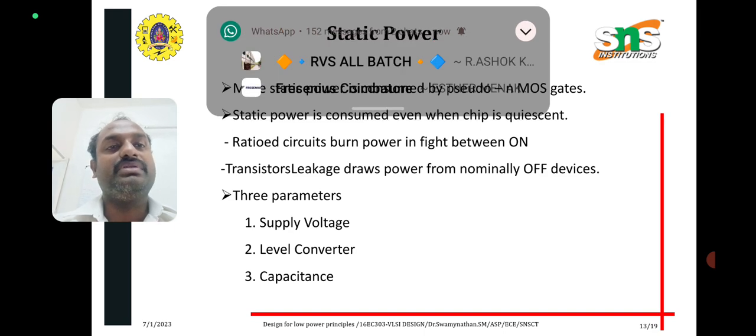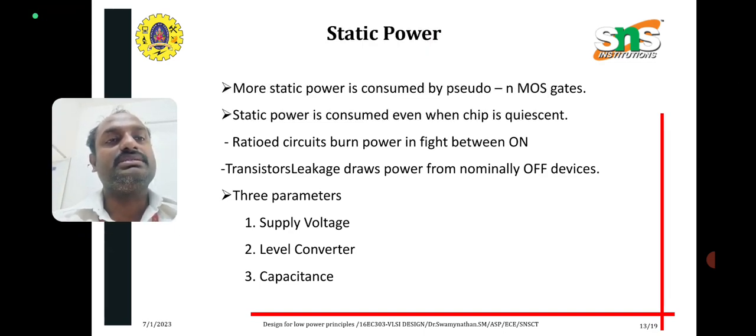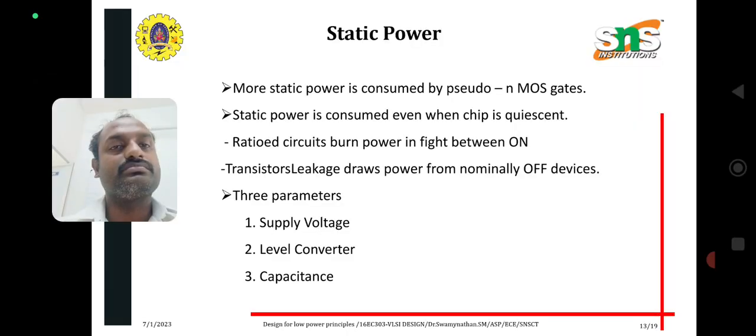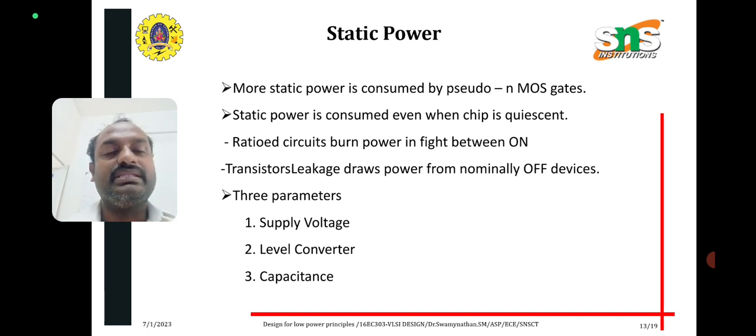Now I am going to discuss the topic of static power. Static power is consumed by pseudo NMOS logic, where the PMOS transistor is permanently on. So static power is consumed even when the chip is in a quiescent state. Quiescent means the idle state. When the chip is idle, the power it exhibits is called static power.